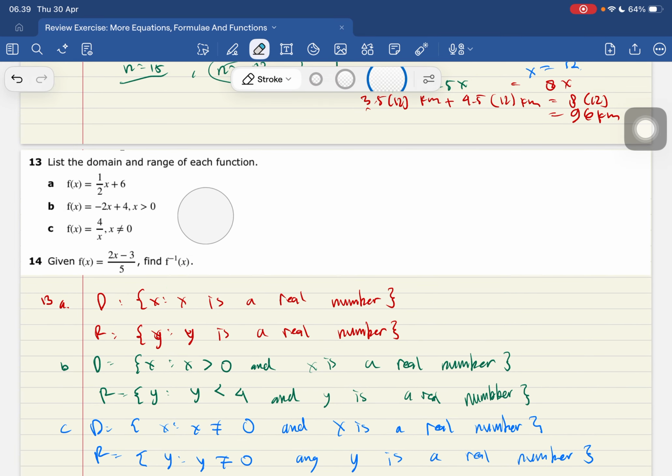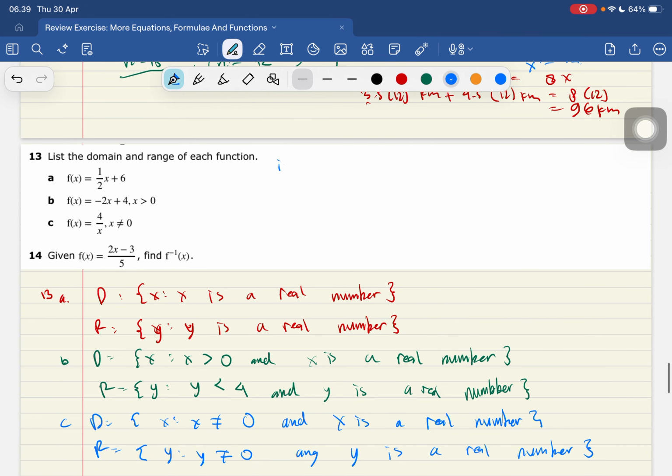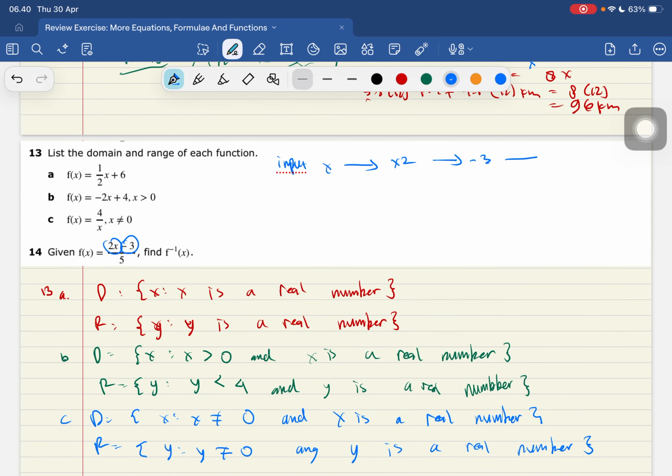Okay, let's continue with 14. Let us find the f inverse. So this is the input x. What happened to x? First, they multiplied by 2. Then they minus 3. Last, they divided by 5. Then we got the output. Now the output will become the input.